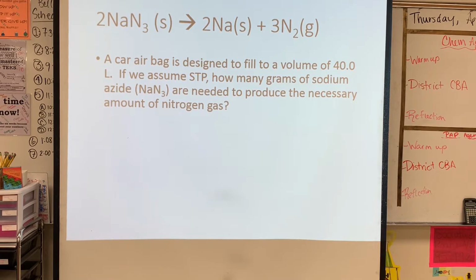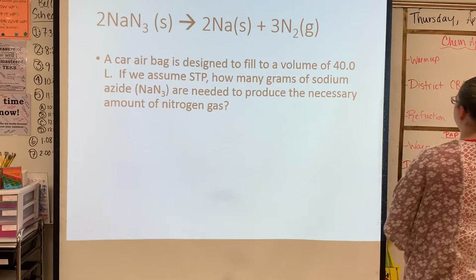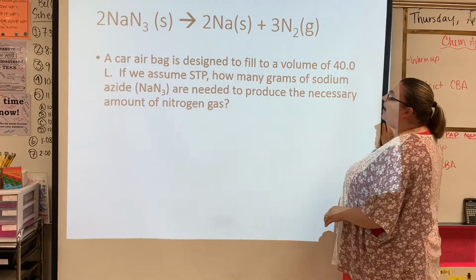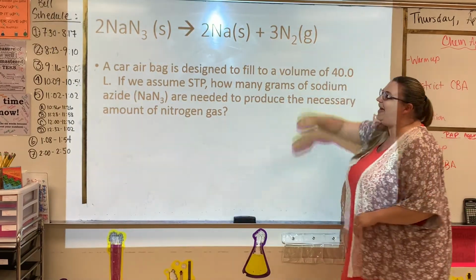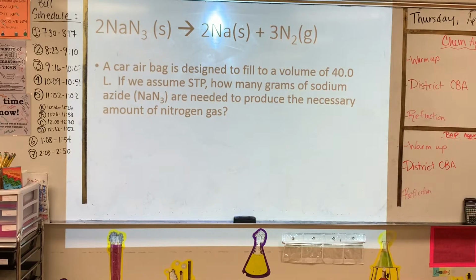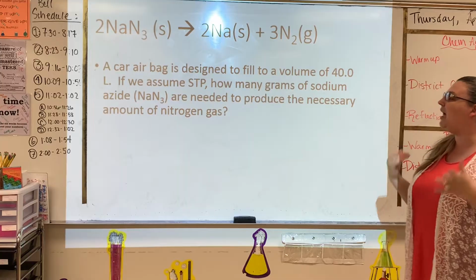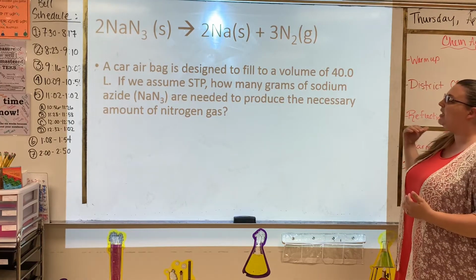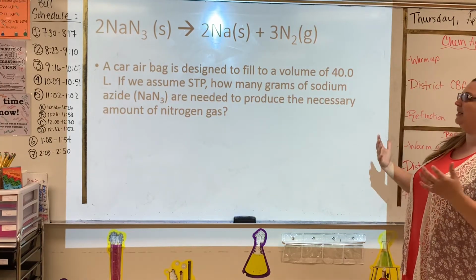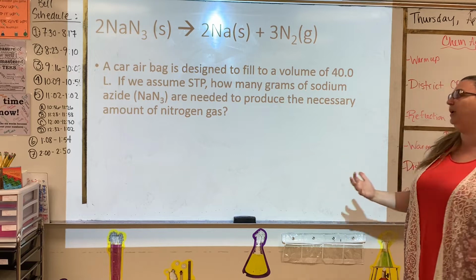Okay, so we talked about the standard molar volume. 1 mole is equal to 22.4 liters of a gas at STP. So this allows us to put this into our Mole Town Roadmap, and this allows us to use our volume of gas as another thing that we can go between.